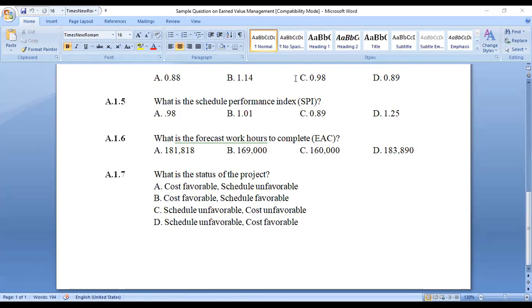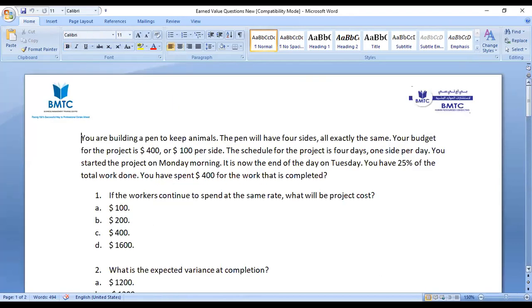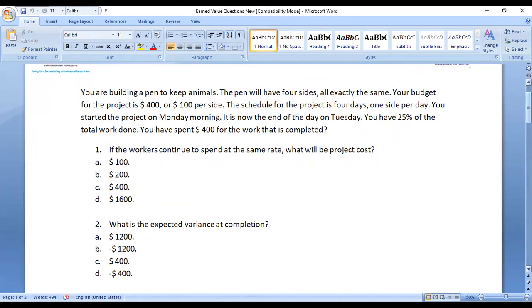Are you able to see a new screen in front of you? Now we are at question A.1.7. You are building a pen. A pen is nothing but boundaries you build to keep the animals safe. It is a 4-side boundary, all exactly the same. Your budget is $400, which means you're going to spend $100 per side. The schedule of the project is 4 days, 1 side per day.